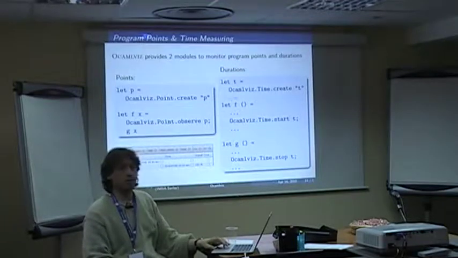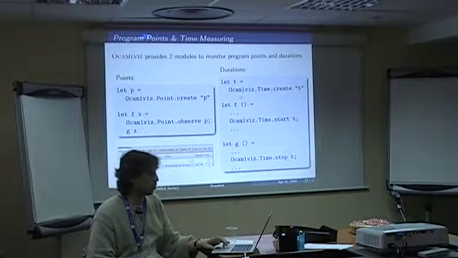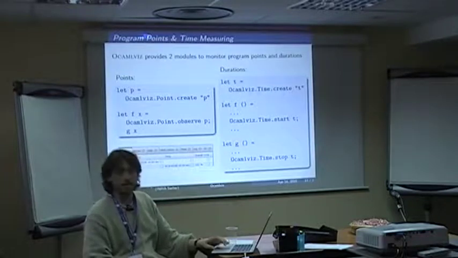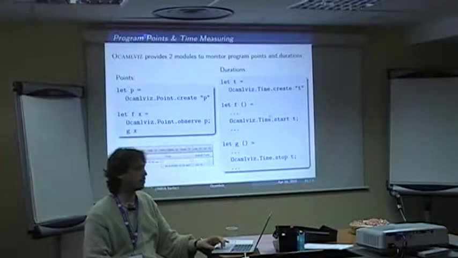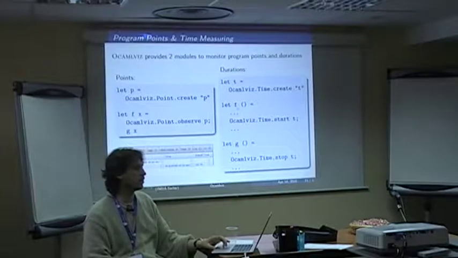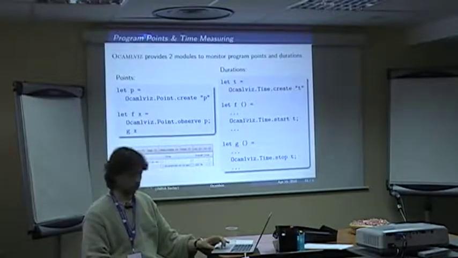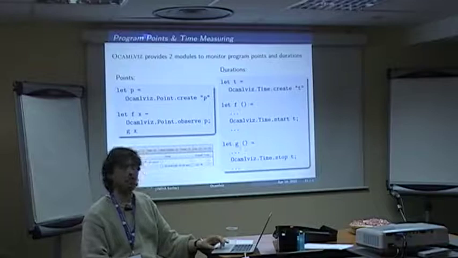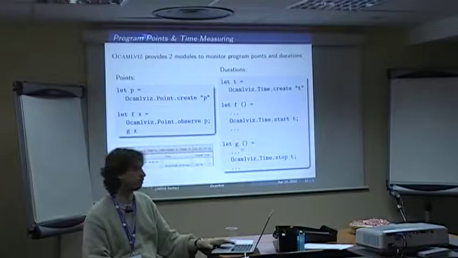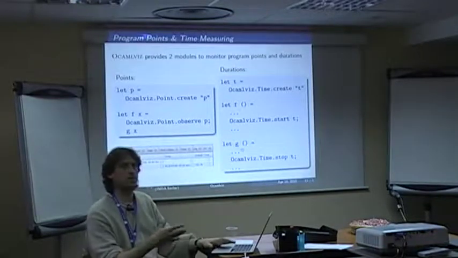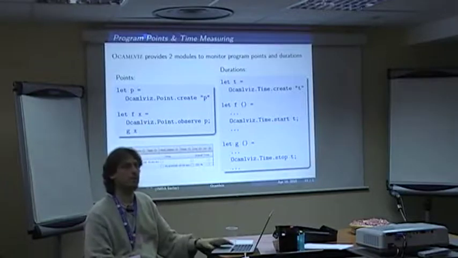I can also create timers. Using Ocamlviz.time.create, I give a name to that timer too. And then I can just start and stop timers anywhere. For instance, I have a function f here, and in this function I'm starting the timer t. And I decide to stop this timer in the function g. Okay? So that's our fine-grained observation.